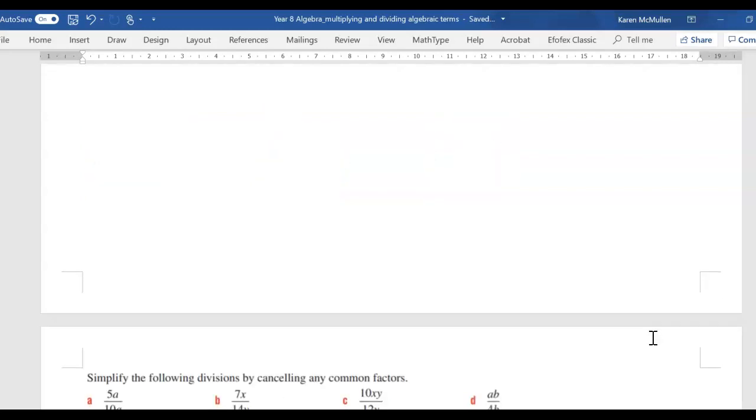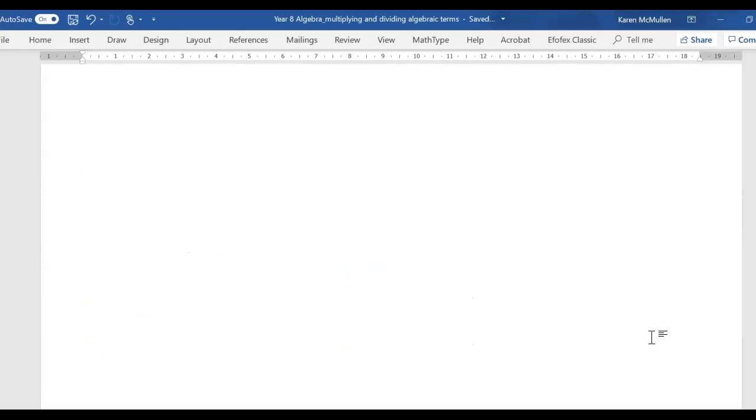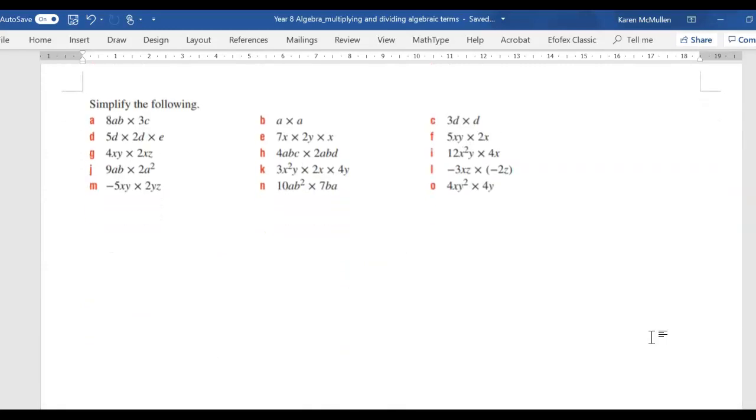Over the next page, we have some division. They do get a little bit trickier. So just make sure if there's any you don't understand after watching this video that you do ask for help.